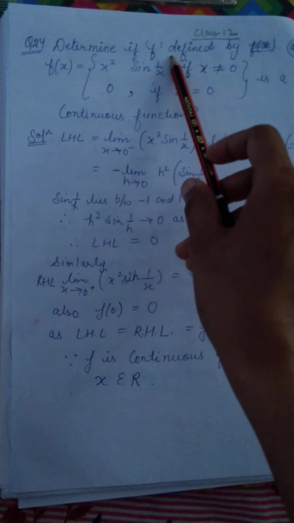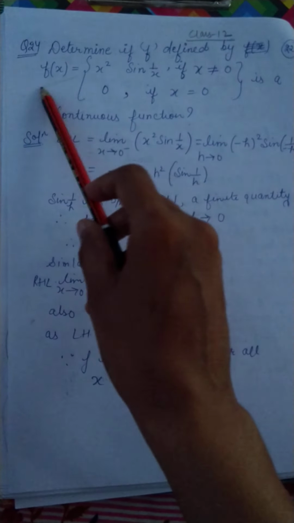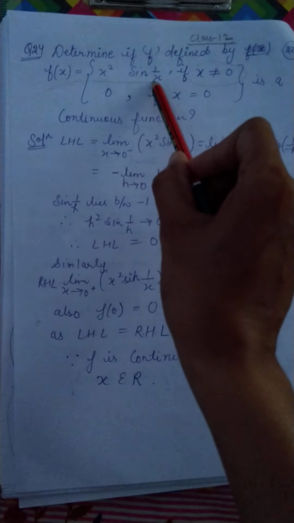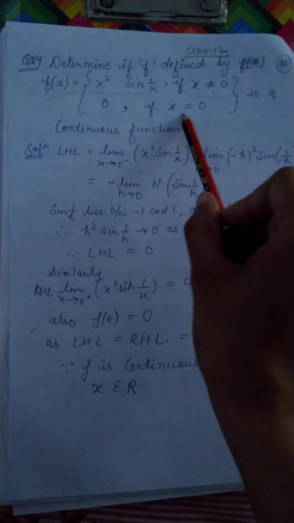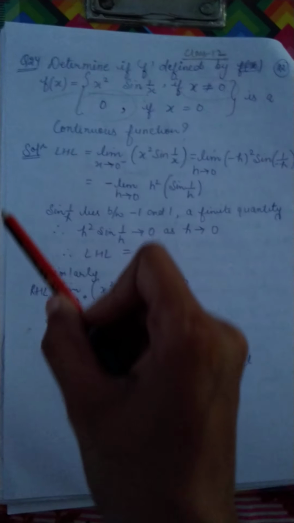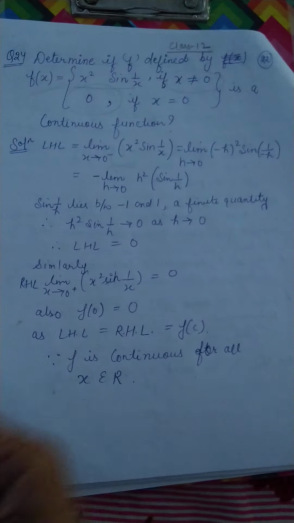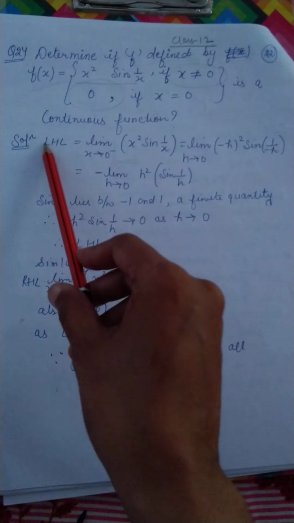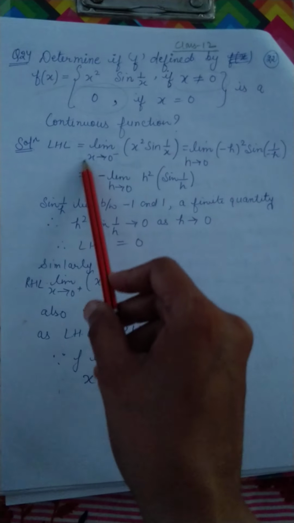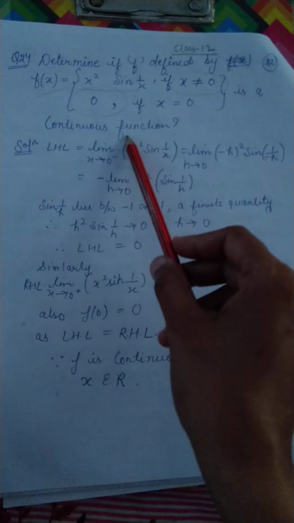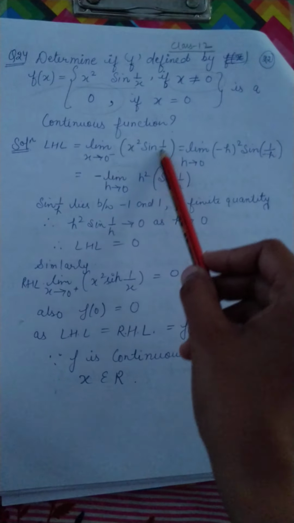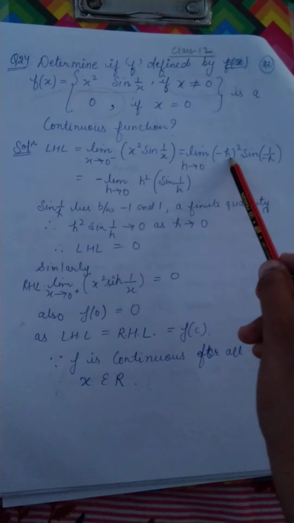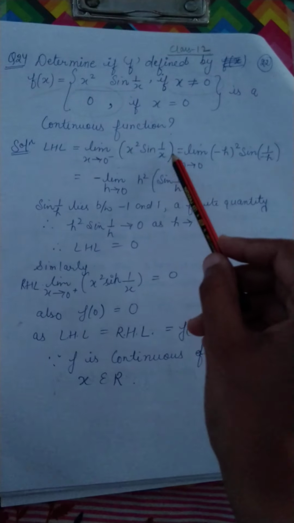Determine if f defined by f(x) is this. Now बच्चे, if your x value is not equal to 0, your function is defined like this, and if your x value is equal to 0, your function is defined as 0. As we have done in many questions, you have seen that your LHL is equal to limit x tends to 0 negative, that is x square into sin 1 upon x. When you put the h value over here, you will get minus of, in place of x you will put minus h.